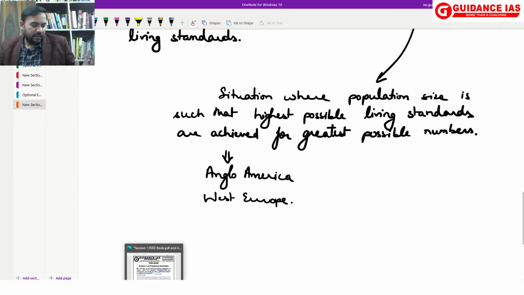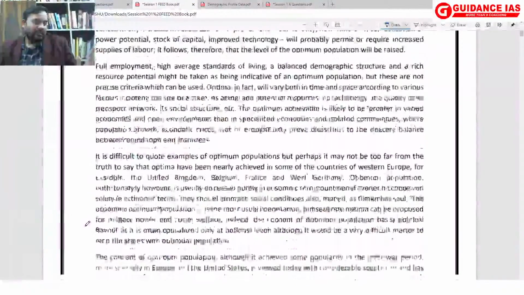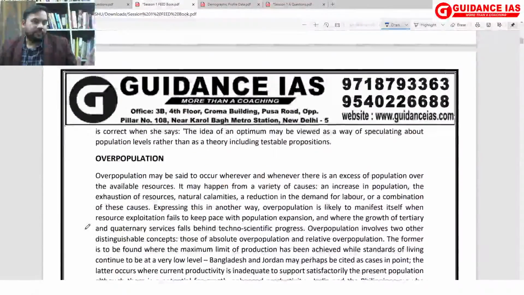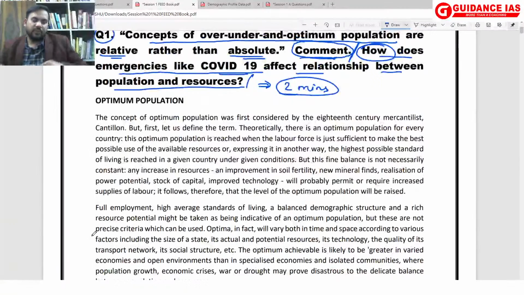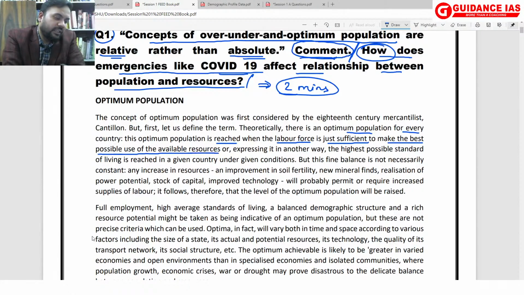A more elaborate explanation of what they are I have given here in the material. ठीक है. Like for example, you see the concept of optimum population. Theoretically, there is an optimum population for every country. This optimum population is reached when the labor force is just sufficient to make the best possible use of the available resources, or expressing it in another way, the highest possible living standard is reached in a given country under the given conditions. So this situation of equilibrium or balance is what we call the situation of optimum population.